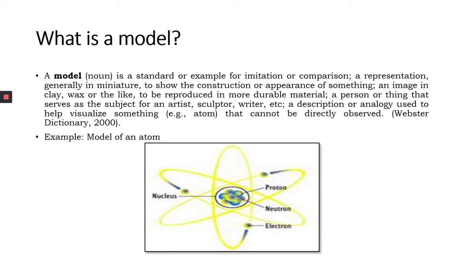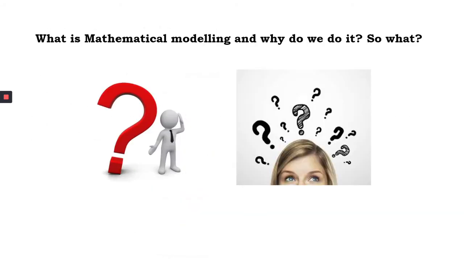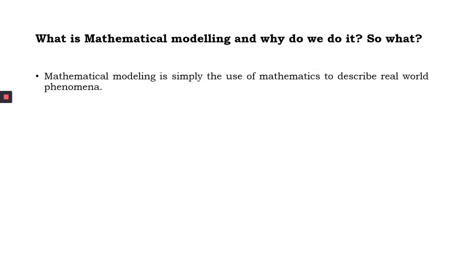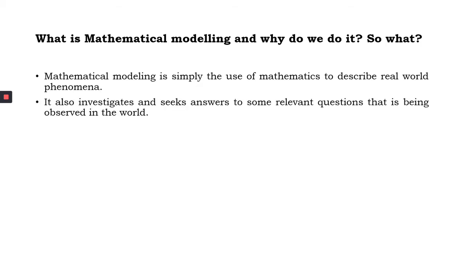So since we are interested in mathematics for this course, because this is mathematical modeling, we'll look back and reflect on the given definition. So what is mathematical modeling? And why do we do it? So what? Mathematical modeling is simply the use of mathematics to describe real-world phenomena.